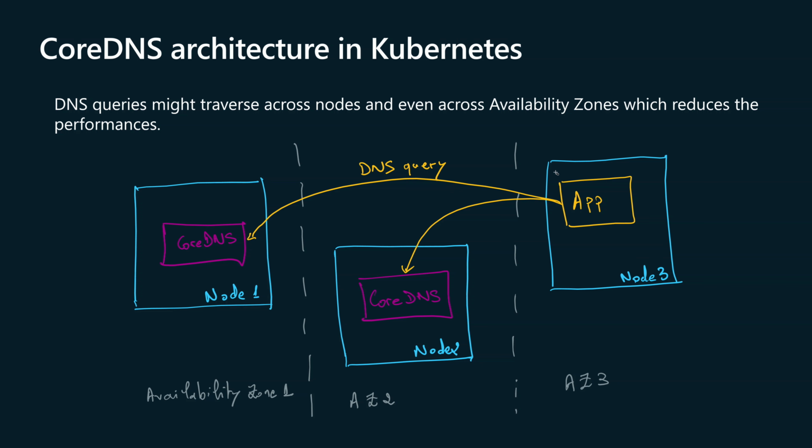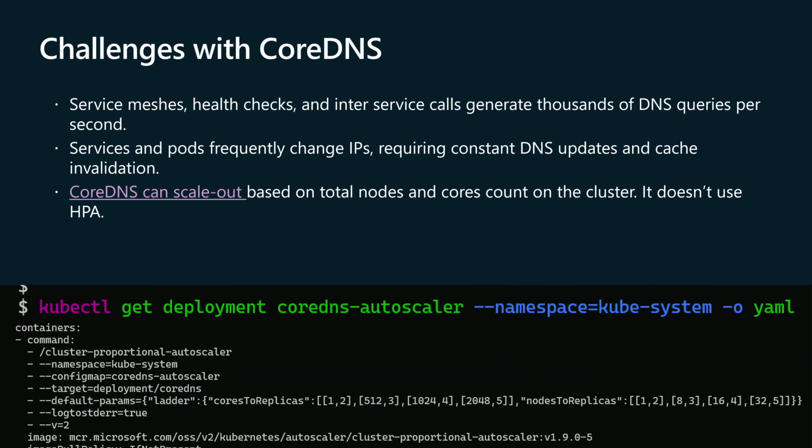Because here, if your pod is within another availability zone and it tries to reach the CoreDNS that lives in another availability zone, then this will add latency to your request. And in addition to that, in AKS, when you use service meshes, health checks, and inter-service calls, they will generate thousands of DNS queries per second. And per the nature of Kubernetes, the services and the pods will frequently change their IP addresses, which requires constant DNS updates and cache invalidation.